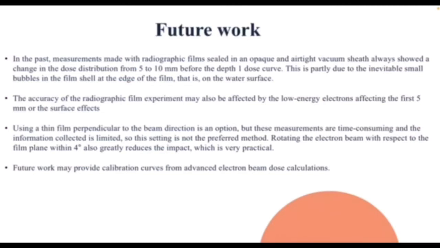The accuracy of the radiographic film experiment may also be affected by the low energy electrons affecting the first 5 millimeters of the surface effects. Using a thin film perpendicular to the beam direction is an option, but these measurements are time consuming and the information collected is limited. So this setting is not the preferred method. Rotating the electron beam with respect to the film plane within 4 degrees also greatly reduces the impacts, which is very practical. Future work may provide calibration curves from advanced electron beam dose calculation.